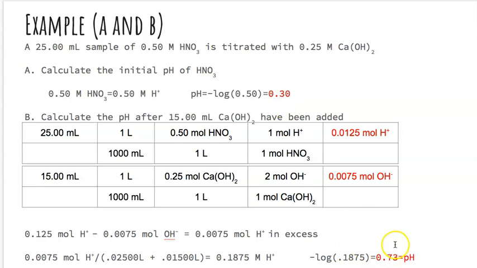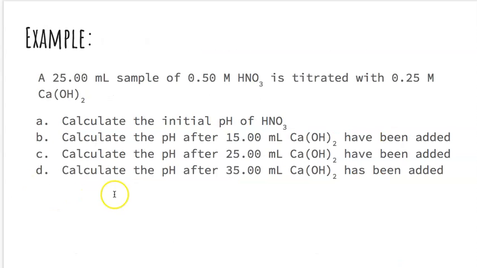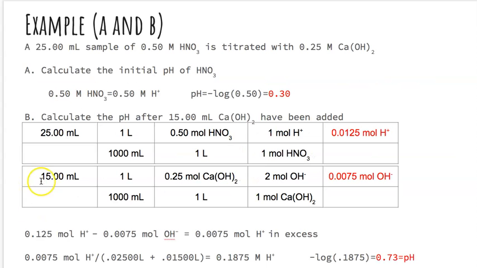What I'd like you to do is pause the video and go back and do C and D. They're the exact same problem, except for this different volume that you'll plug in right here. That'll give you a different amount of OH-, a different difference, concentration, and pH. Go ahead and pause the video and give that a shot. Then we'll keep going when you're ready.